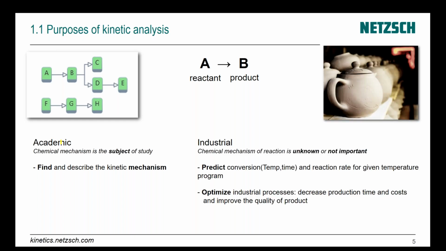Another group of problems is industrial problems. Here the chemical mechanism is sometimes known, sometimes unknown, sometimes not important. It is necessary to know, for example, what the degree of cure is during the process at a given time and temperature. What is the degree of sintering? What is the degree of reaction for a given temperature? It's the first part, it's called predictions. Another one is to find the temperature profile if we know the result, just to optimize industrial processes.